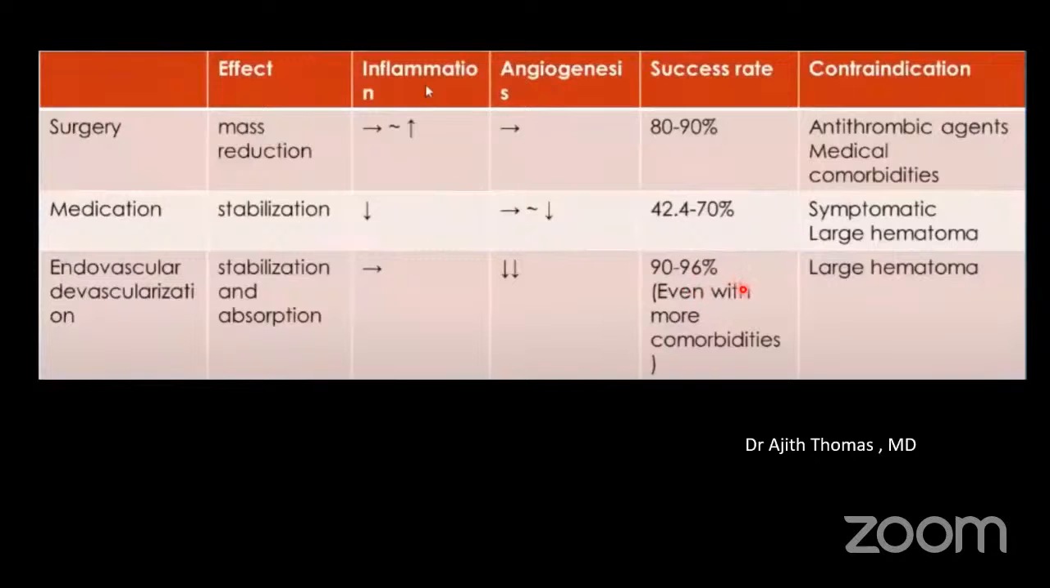So in a nutshell, for surgery, there will be mass reduction in the hematoma, and inflammation will be either increased or status quo. Angiogenesis status quo. Success rate is 80 to 90%, and medical comorbidities and patients having coagulopathy will be a contraindication. Medication, the evidence is very less and success rate is very low.